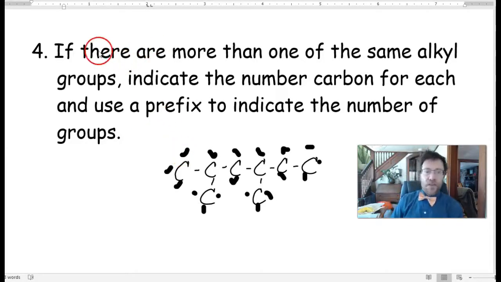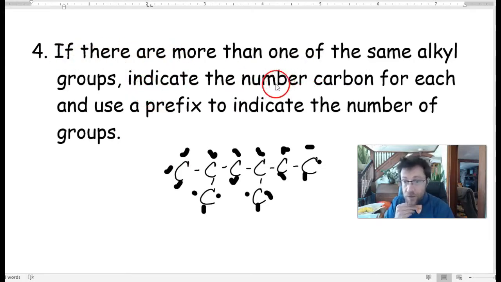All right. So if there are more than one of the same alkyl groups, we're going to indicate the number of carbon for each and use a prefix to indicate the number of groups. Oh, I know what this is. 1, 2, 3, 4, 5, 6, and 2. Okay, this is like an old thing that I used.